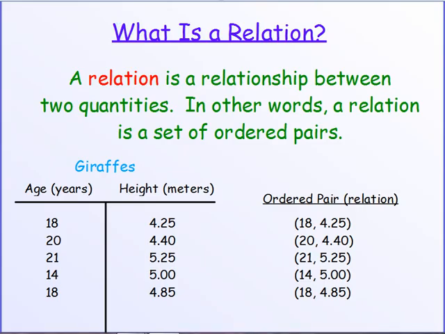You've seen it a lot of times this year as ordered pairs. So here I have the age and height of 5 giraffes. I've taken each giraffe and put their age and height into ordered pairs. This is a relation.